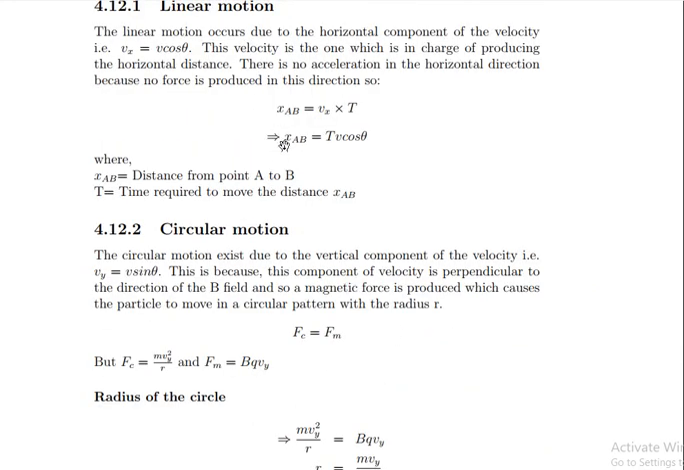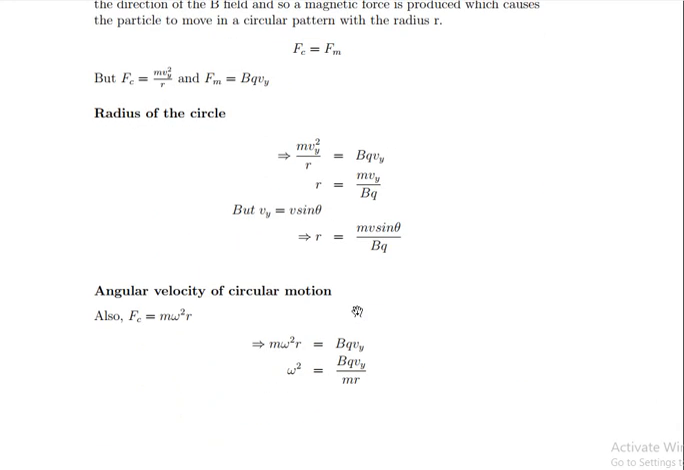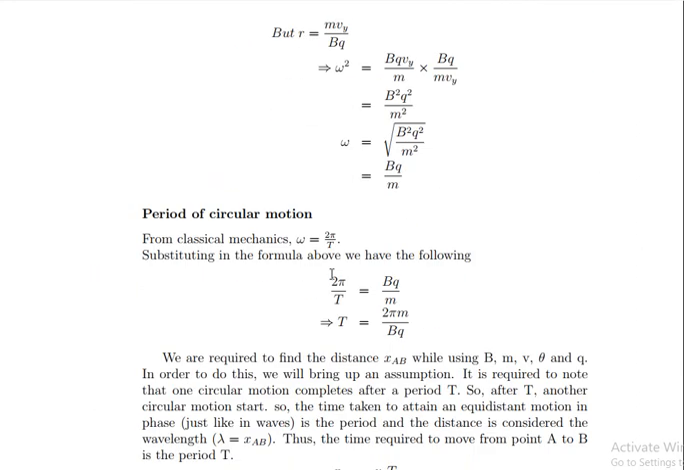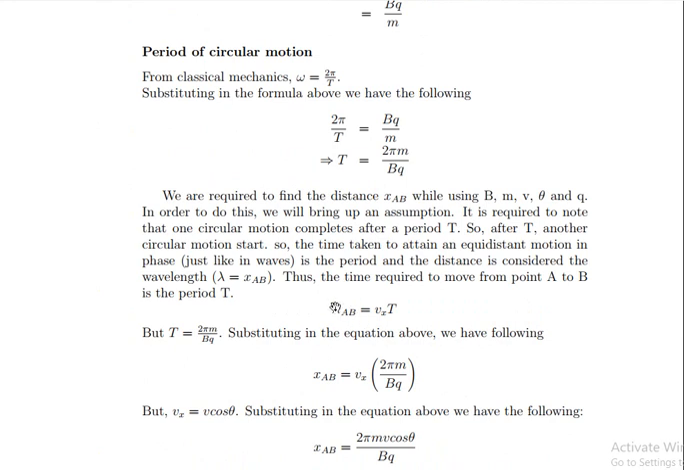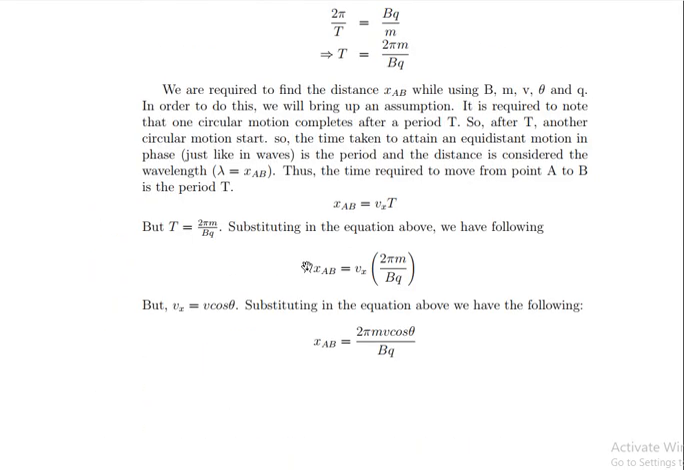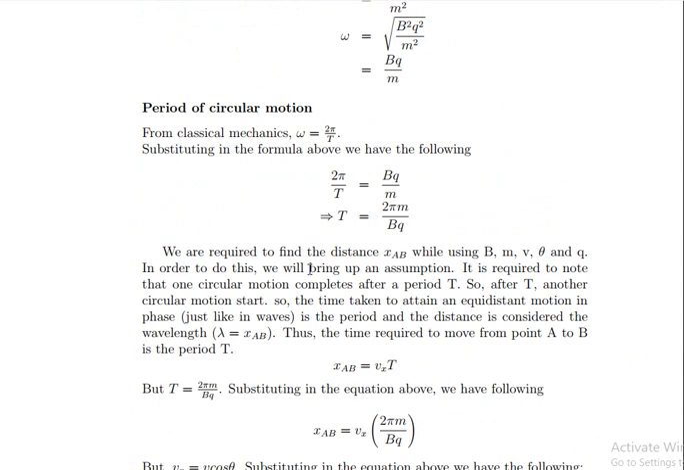Initially we found that x_AB is equal to the period times V cos theta. So the period is equal to x_AB over V cos theta. Now, substituting back, x_AB is equal to Vx times T, and when you substitute the period 2 pi m over B q, the distance x_AB is equal to 2 pi m V cos theta over B q. We can also calculate the period from the distance, if the distance x_AB has been given, where the period is equal to x_AB over V cos theta. So these are the different formulae involved when you have helical motion in a magnetic field.